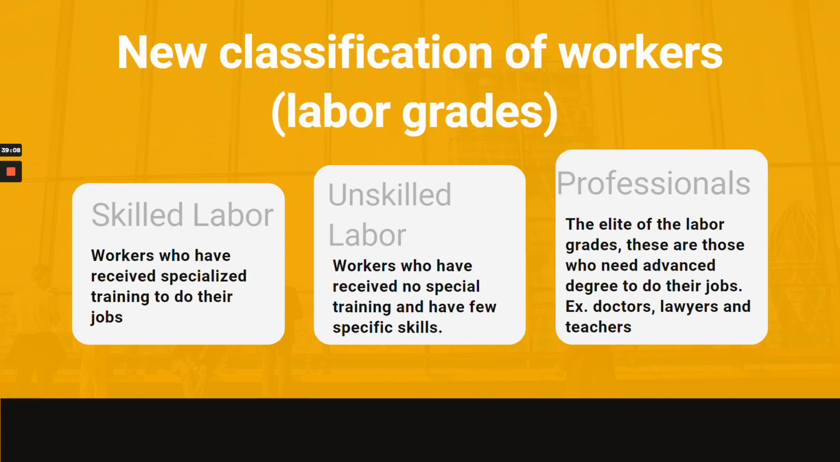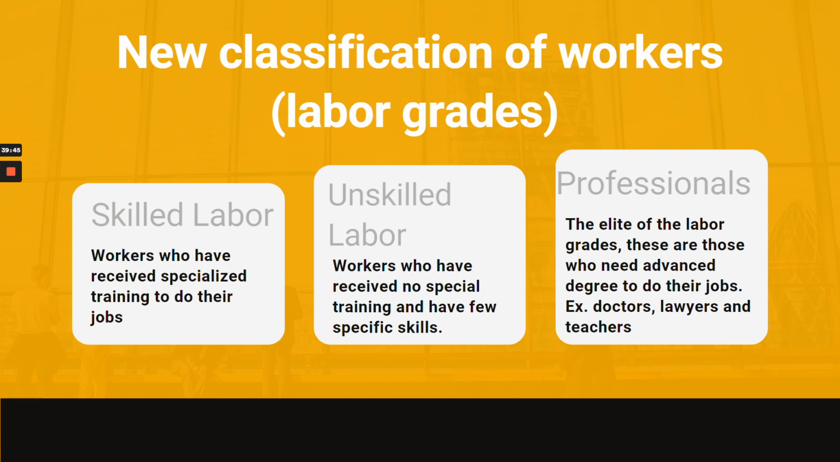But today we have new classification of workers, and we call them labor grades. So we have the skilled labor, we have the unskilled labor, and we also have the professionals. So if we say skilled labor, these are the workers who have received specialized training to do their job. So they have trained, they're very skilled in what they do. There are also unskilled labor. These are workers who have received no special training and have few specific skills. So they don't have so much skills. They don't have specific trainings as well.